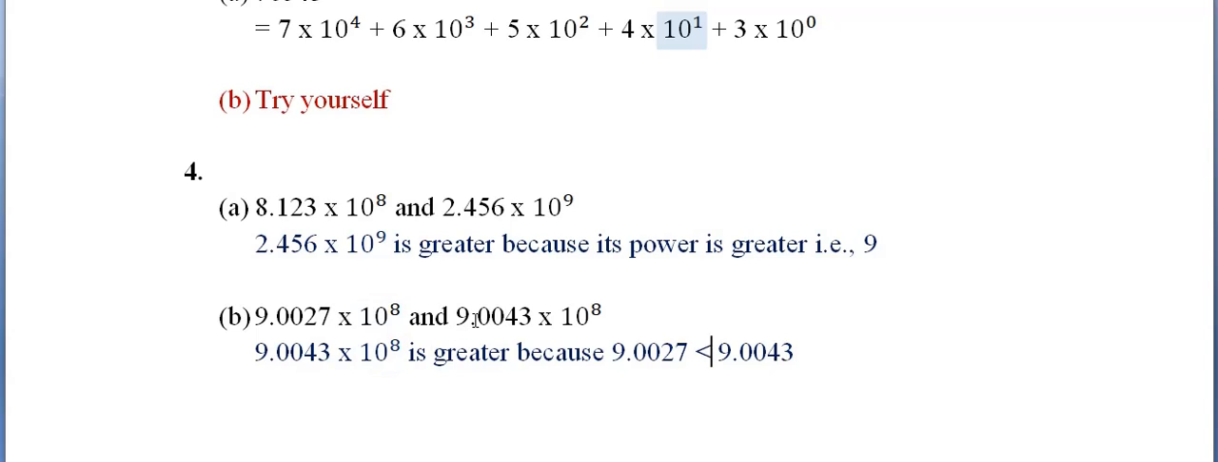9.0027, 9.0043. So obviously this 9.0043 is the greatest. And please make the correction. While sending the PDF, I think I might have done it like this because the sign was wrongly denoted. Please make sure that you do the correction in your copy, because it should be this, because 9.0043 is greater than 9.0027. So please make sure you do this correction.